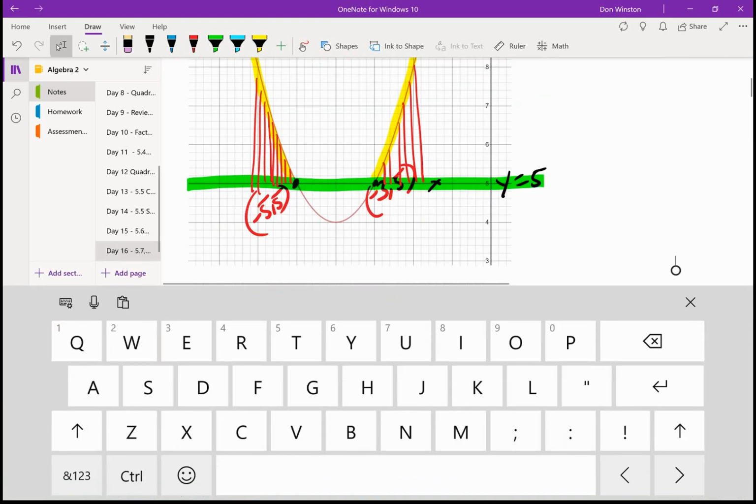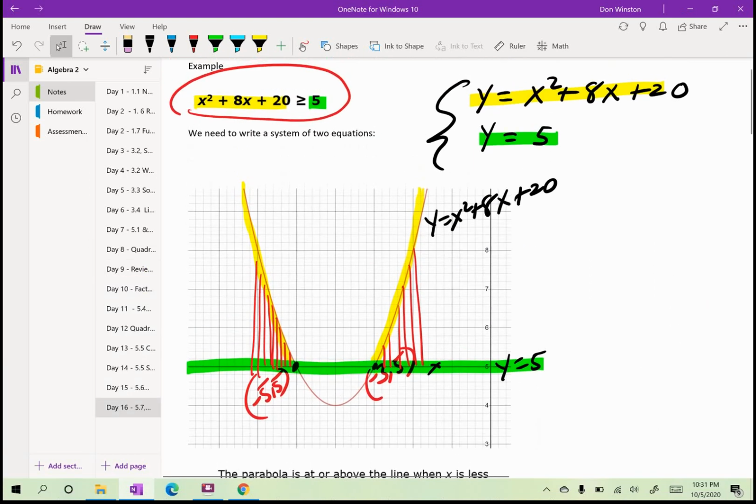Just remember, I tested the point 0 for x, and that would be over here somewhere. Going by -3, -2, -1, this is the point x equals 0. And when x is 0, you get 20, so way up there. You get a point, but that would be above the line y equals 5.